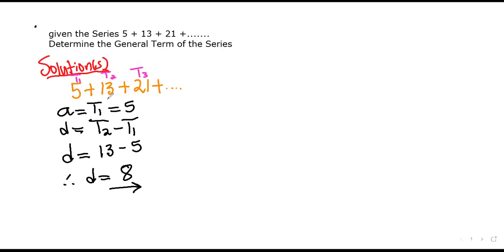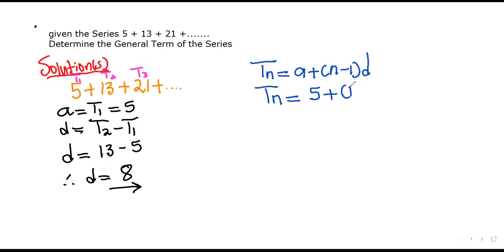Now, since this is an arithmetic series, we're going to use the general term of an arithmetic series, which is given as Tn equals A plus n minus 1 D. Then you say Tn is equal to 5, where A represents 5, plus n minus 1, and the value of D is 8. On the next step, I like to tell my students to take this 8 and write it in front. So we have Tn equals 5 plus 8 into n minus 1.